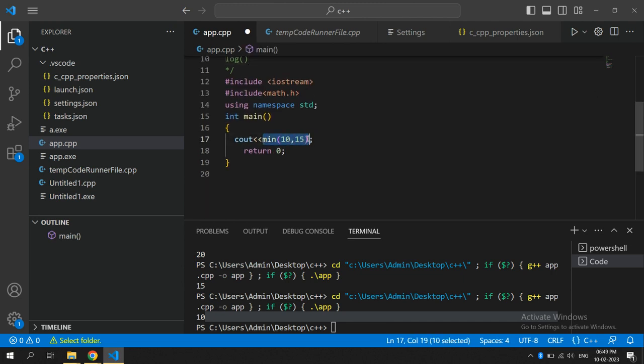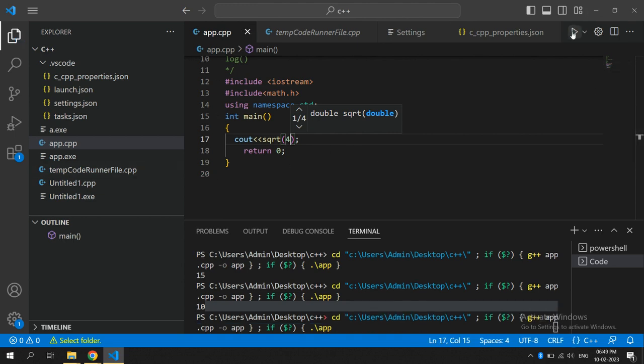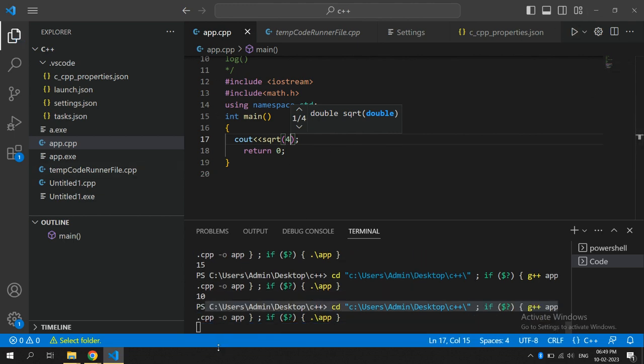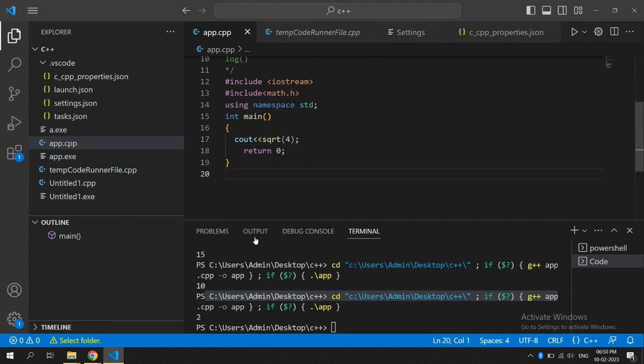So I'm going to take SQRT of a simple, well-known number, 4. What is the square root of 4? Obviously, the square root of 4 is 2, right? So 2 is the square root of 4. When I run this program, let us check the answer. So 2 is the square root of 4.